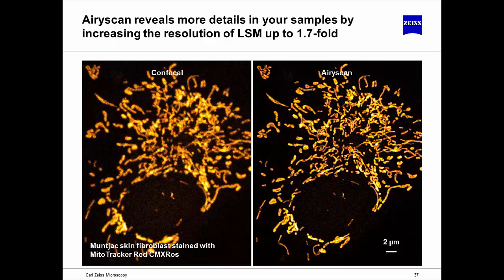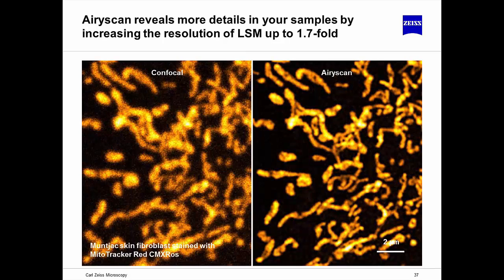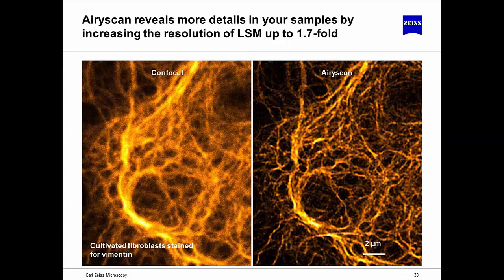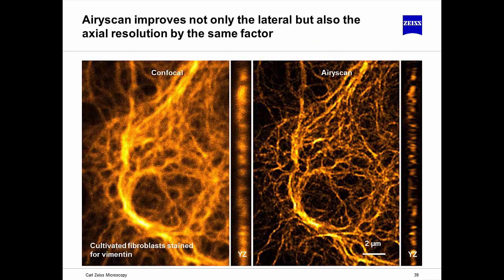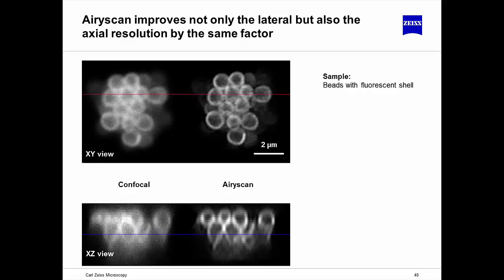Here we have some Muntjac cells with mitotracker red, and again we show the resolution increase of traditional confocal on the left compared to Airyscan on the right. And then finishing off for now, we have some fibroblasts showing the resolution increase, the sliver showing YZ improvement. And whilst not so exciting biologically, I think when you look at the resolution improvement on beads, it does stand out what a resolution improvement we can get from the Airyscan.